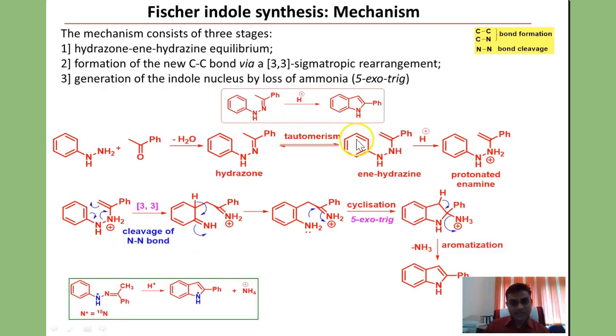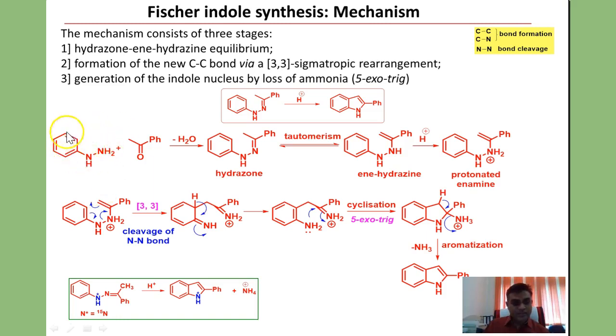Now let us discuss the mechanism of this reaction. In this reaction, 2 bonds are formed: one is a carbon-carbon bond and the other is a carbon-nitrogen bond. The carbon-carbon bond is formed by a pericyclic reaction process, and the nitrogen-nitrogen bond cleavage is required here, and it is cleaved through the pericyclic reaction pathway, and therefore the mechanism of this reaction is very important.